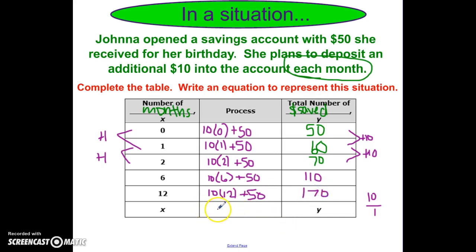And my equation would be 10x plus 50, or y equals 10x plus 50.